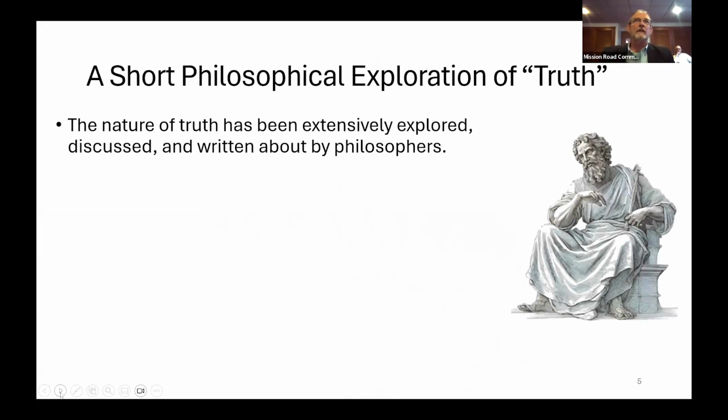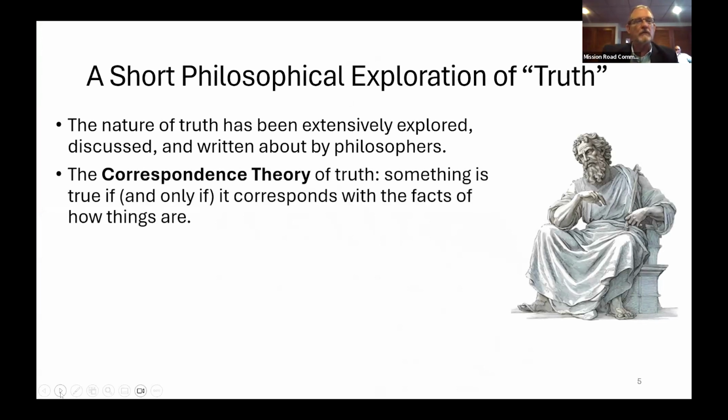So, a short two slides. We're going to talk about what truth is from a philosophical perspective. This is not in your book. I just thought it would be interesting to present this. The nature of truth is something that has been extensively explored. If you had an entire lifetime, you could not read everything that had been written about truth. It goes way back to the ancient Greek philosophers and has been written about for 2,800 years or more. So there are three predominant theories of truth, and you can look at these and see which one seems the most right for you or fits your perspective on truth.